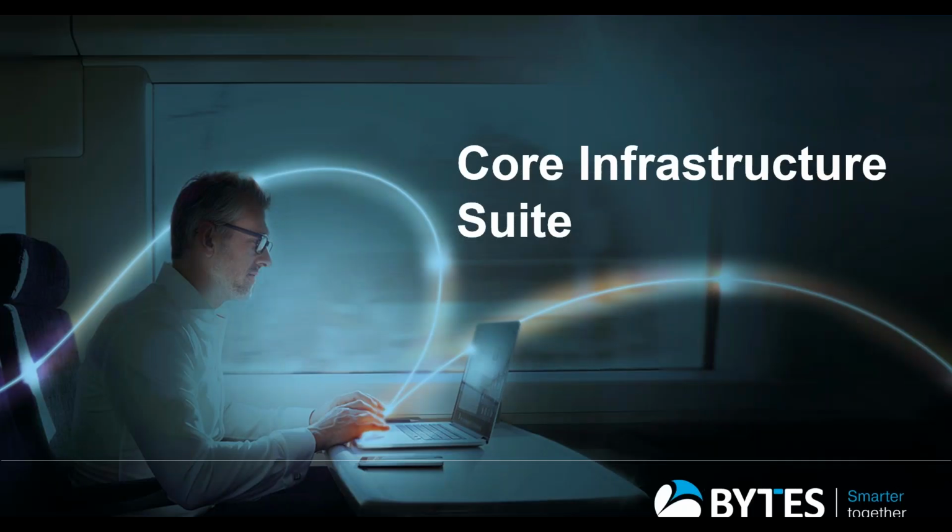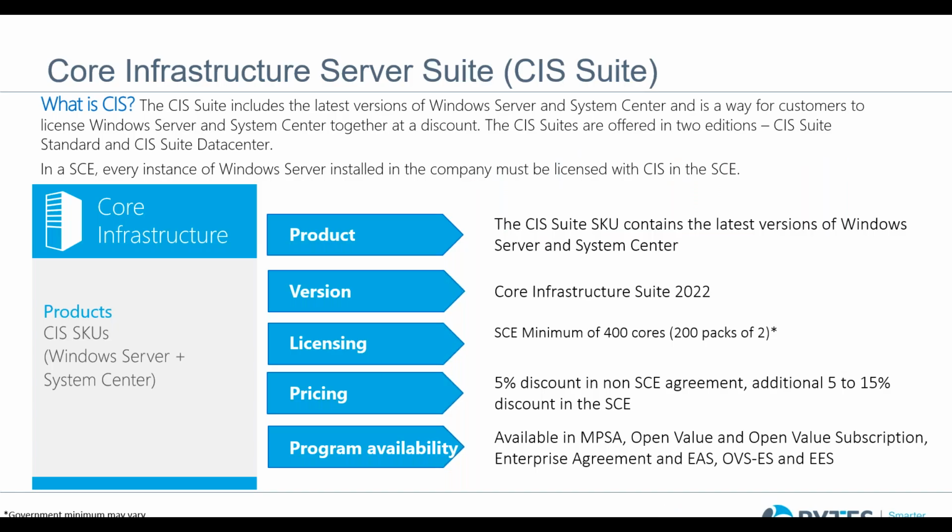So, a brief look at core infrastructure. The Core Infrastructure Service Suite is, in short, Windows Server and System Center in one as a package. And to buy it in a package, it's cheaper than buying both of them separately. So there are different ways to procure it. It can be procured under pretty much any program.